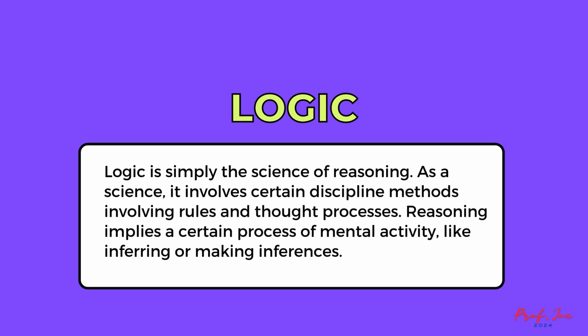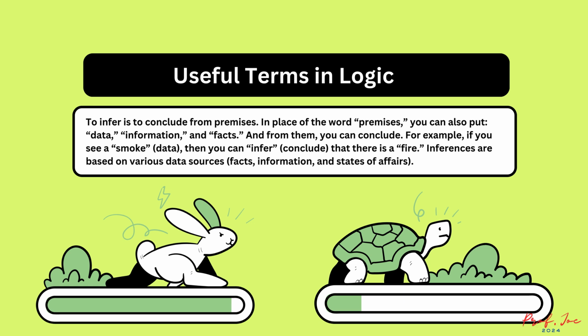As a science, it involves certain disciplined methods involving rules and thought processes. Reasoning implies a certain process of mental activity, like inferring or making inferences. To infer is to conclude from premises. In place of the word premises, you can also put data, information, and facts. And from them, you can conclude. For example, if you see smoke, data, then you can conclude that there is a fire.